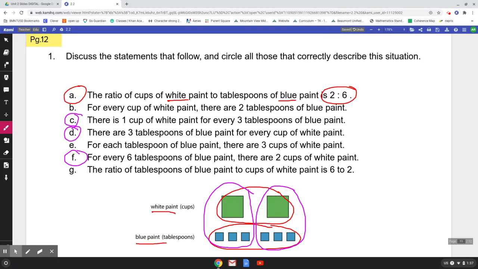Now G says the ratio of tablespoons of blue paint to cups of white paint is 6:2. And that is correct. So remember, guys, that I taught you last class that if they have blue first, then blue's number needs to be first. If they have white second, white's number needs to be second within the ratio. Keep in mind, too, that the 2 to 6, that is the same as 2:6. Remember, we can write that interchangeably.